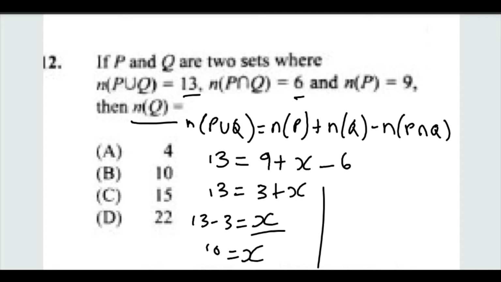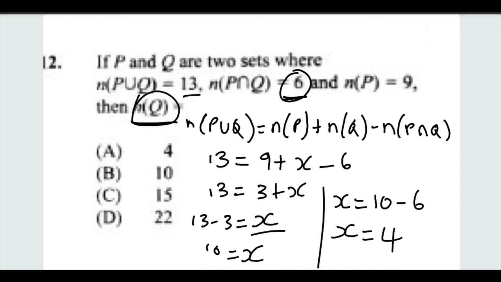But that 10 that we just found is the number of elements in Q, and that includes the intersection, which is 6. We don't want the number of elements in Q plus the intersection. We want the number of elements in Q alone. So the number of elements in Q, which we said is X, is equal to 10 subtract the number of elements in the intersection, which is 6. That will be equal to 4. So the number of elements in Q is equal to 4, which is A. Hope you understood what I did there.